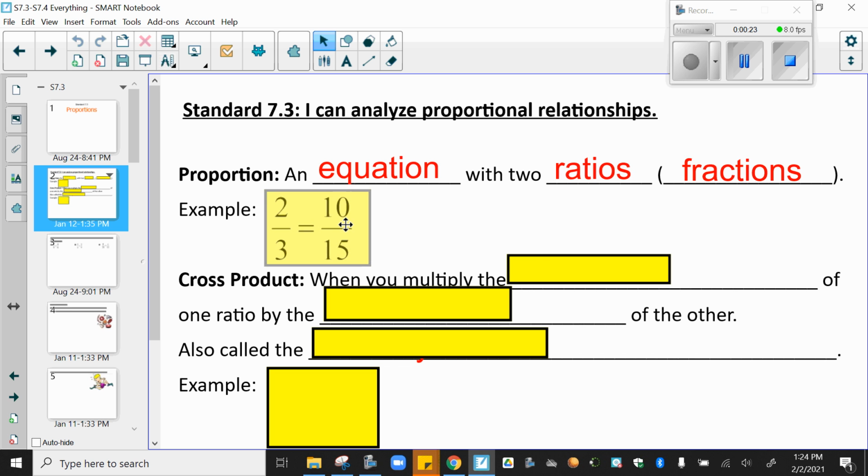Here's an example. Here we have 2 to 3 equals 10 to 15. We could also call this 2 over 3 equals 10 over 15. All right, 2/3 equals 10/15. Doesn't matter. They're fractions. They're standing in for ratios.